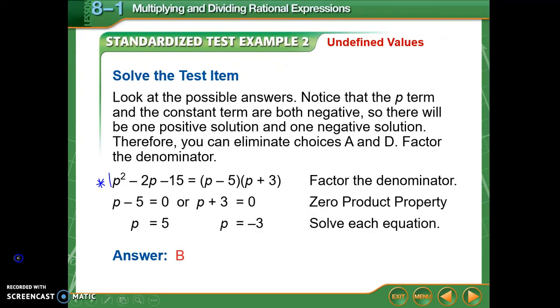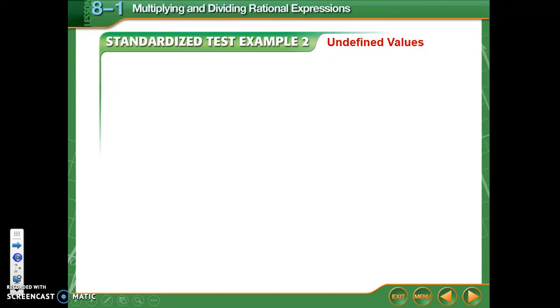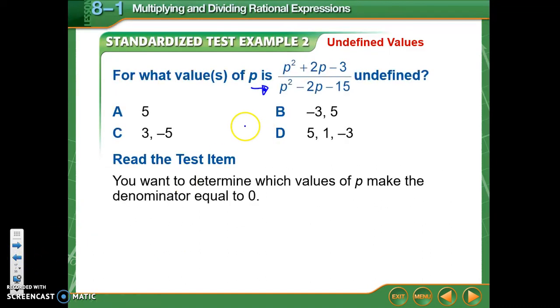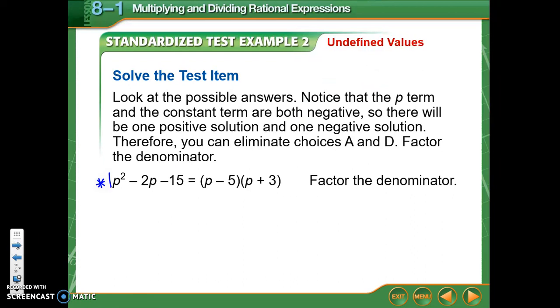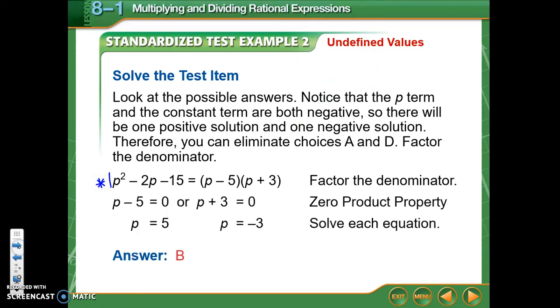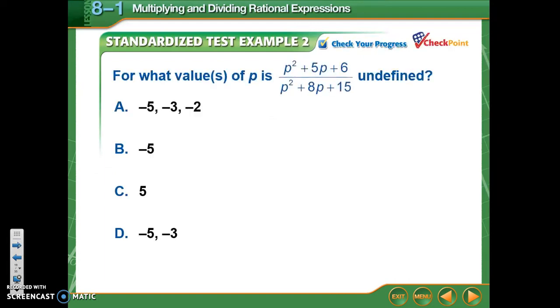So if I plugged either of those values into the denominator, I would end up with 0. Let me go back and show you if it will let me go backwards. These were our options, right? So if I plugged in 5 or negative 3, then I would end up getting 0 in my denominator. But the key is to factor so that you can easily tell what values will give you 0. All right, you guys try the same thing for this one, please.